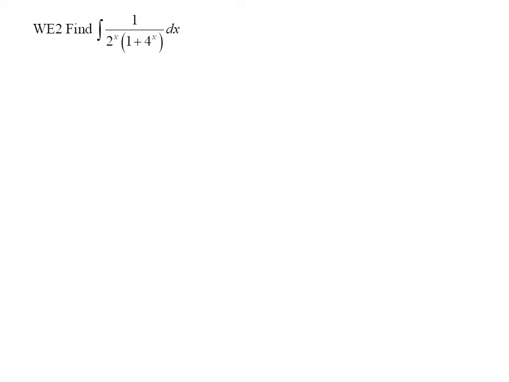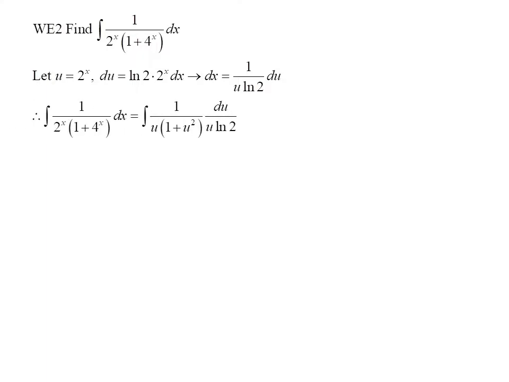Example 2 is to find a general solution of the integral of 1 over the product of 2 to the x and 1 plus 4 to the x, in parentheses dx. As usual, we start to let u equals 2 to the x, which gives du equals ln of 2 times 2 to the x dx, and dx equals 1 over the product of u and ln of 2 du.